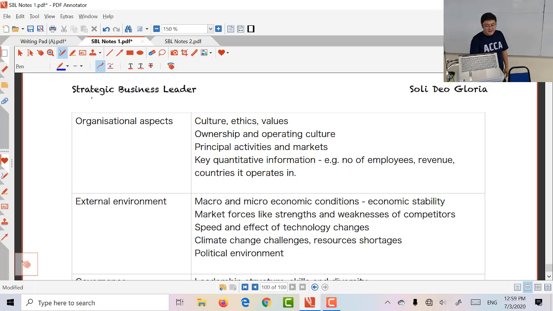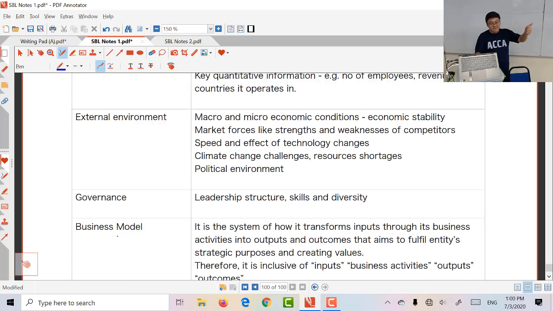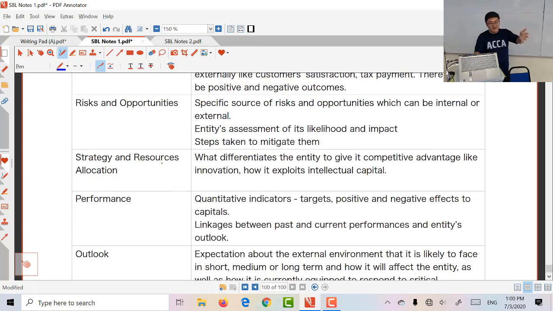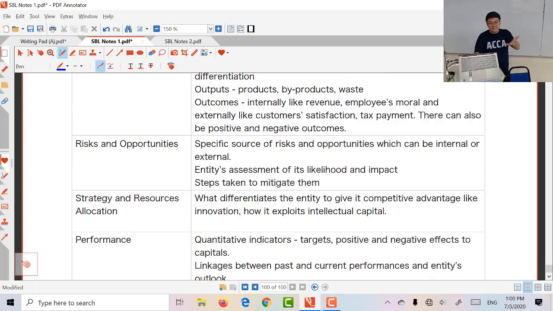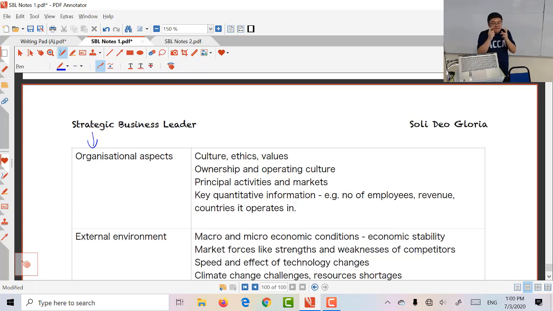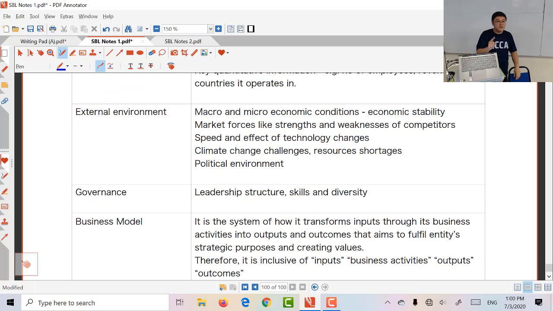Okay, if you read this side of the table, the left side, it's actually the same diagram that I explained to you. The external environment, governance, business model, risk, strategy, performance, outlook. It's the same thing. But you're trying to give information for the people to see. That's why a person who reads an integrated report must first be able to understand the big picture, the macro. If you go in and look at the detail, you cannot see. For example, you look at the detail, you say every day my mother feeds me jagung. You don't know what that is.